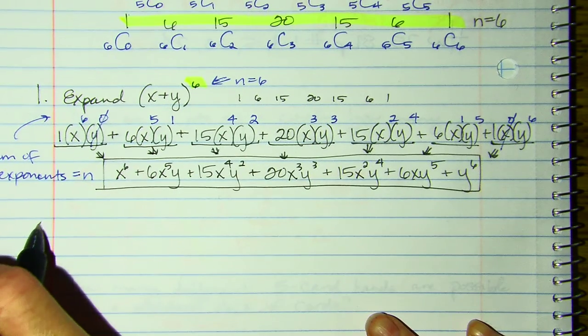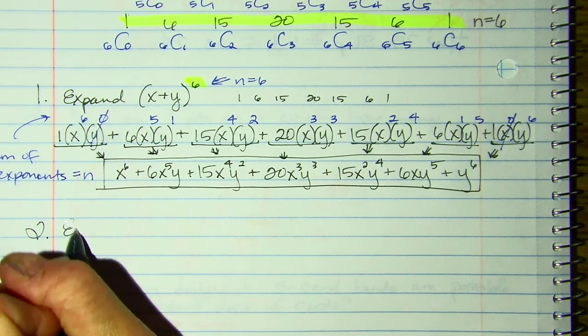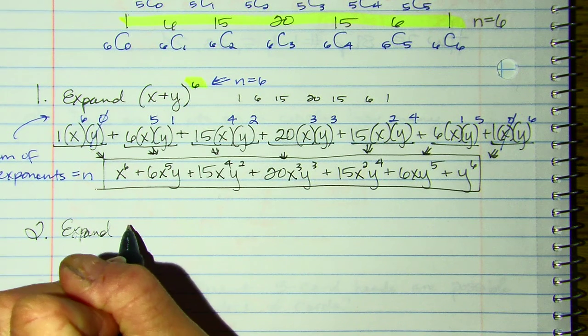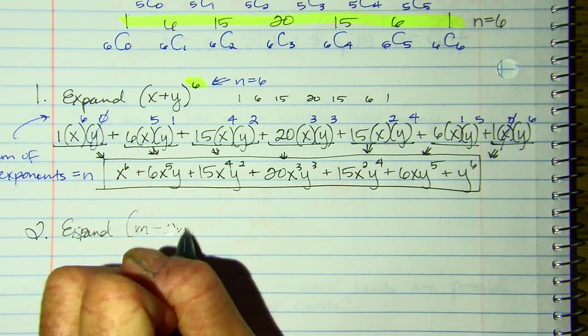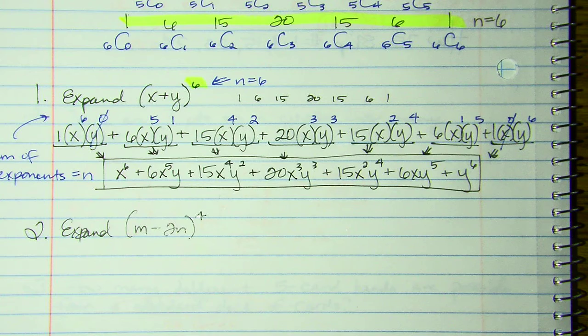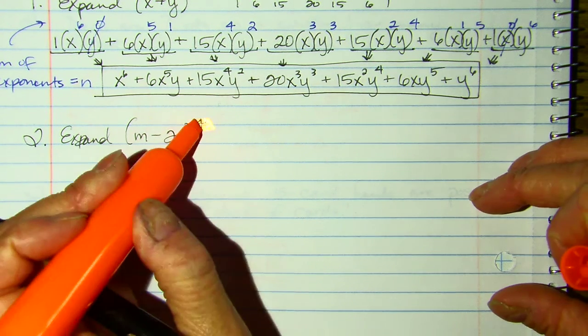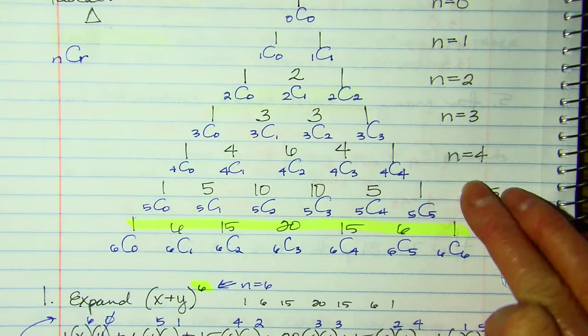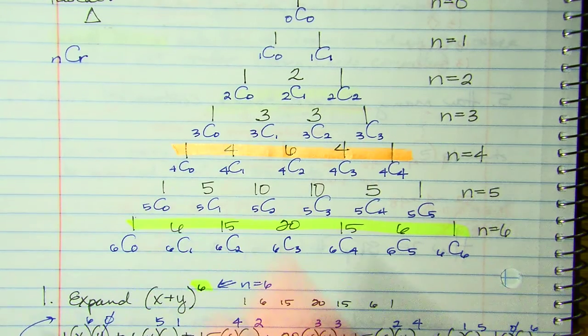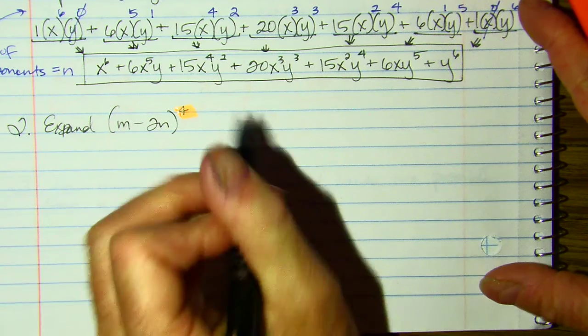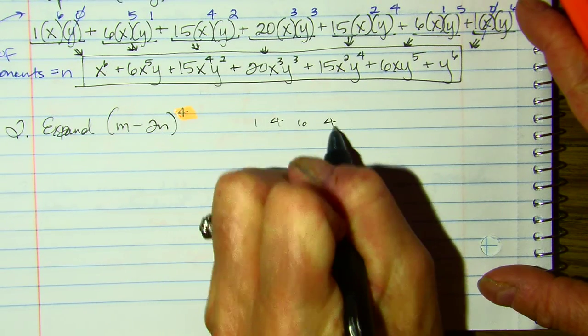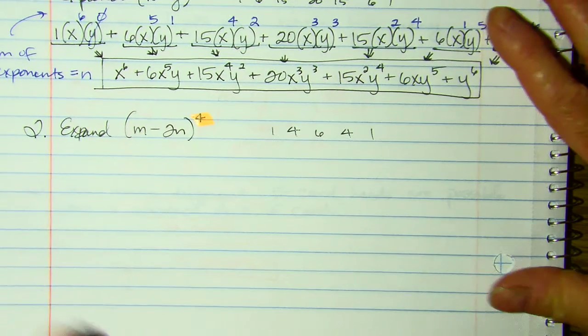Now let's try to expand m minus 2n to the 4th. So, a little bit more of a difficult one. In this case, I have a 4. So going to where n equals 4, I'm going to be using 1, 4, 6, 4, 1. So here is how we'll set it up.